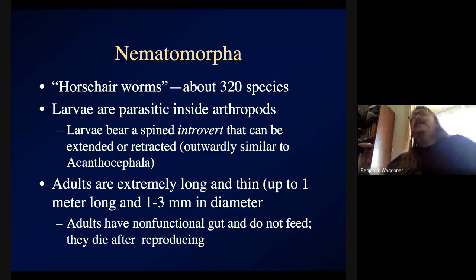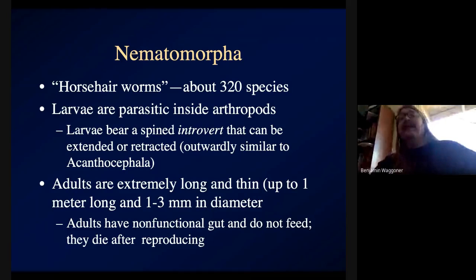The larvae do have a spiny introvert, and you might remember this is a body part that can be retracted and turned inside out, or extended and turned outside in, kind of like taking a sock and pulling it inside out and then pushing it outside out. And the introvert has spines on it. So the larvae look kind of like acanthocephalans, even though they aren't.